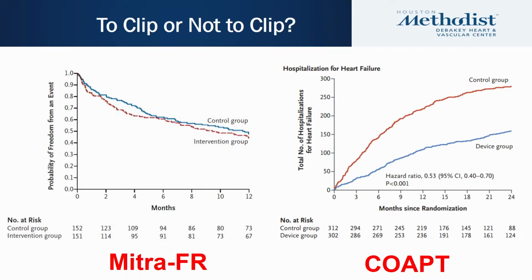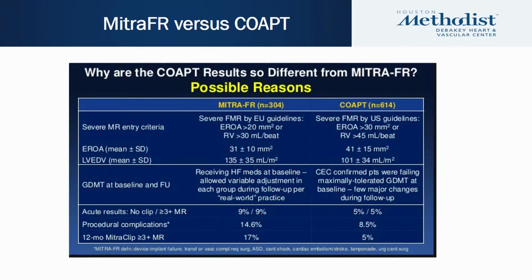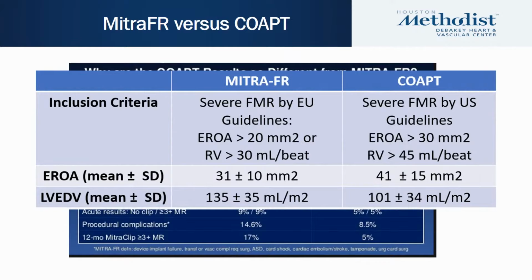So why were these trials so different while they were dealing with the same patient population? There are multiple possible reasons as to why the results were different, including the entry criteria for mitral regurgitation severity, guideline-directed medical therapy at baseline, and procedural complications and operator experience. But it's important to remember that the MITRA-FR patients had larger left ventricular end diastolic volumes and smaller effective regurgitant orifice areas. That essentially means that they had less severe MR and they had larger LV sizes.